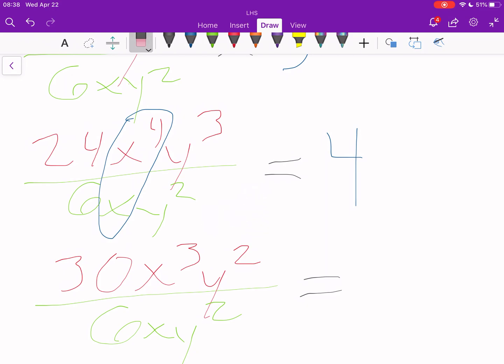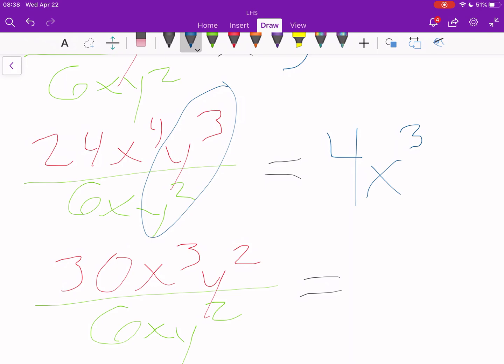So x to the power of 4 divided by x to the power of 1 gets me x to the power of 3. Right, 4 minus 1 is 3. Now let's take a look at the y's. y to the power of 3 divided by y to the power of 2. I can just do 3 minus 2, which is 1. So I have y. You could write y to the power of 1, but remember it's implied that there's a power of 1.